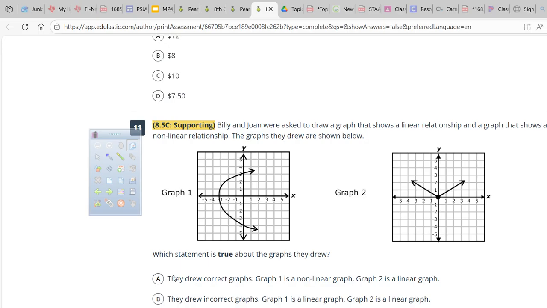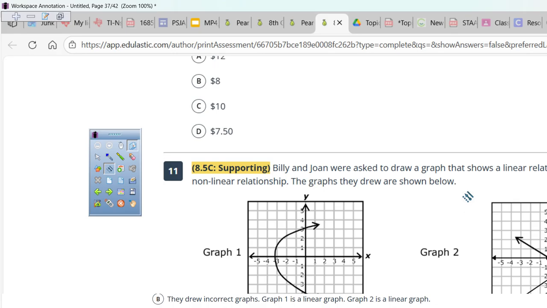They drew incorrect graphs because graph 1 is non-linear, perfect, it's not a straight line, this one's curved. And graph 2 is not linear. Good, because it's straight, but what makes it not linear is that little turn. So it has to be a straight line. This would be a linear graph. That's a linear graph, just a straight line.